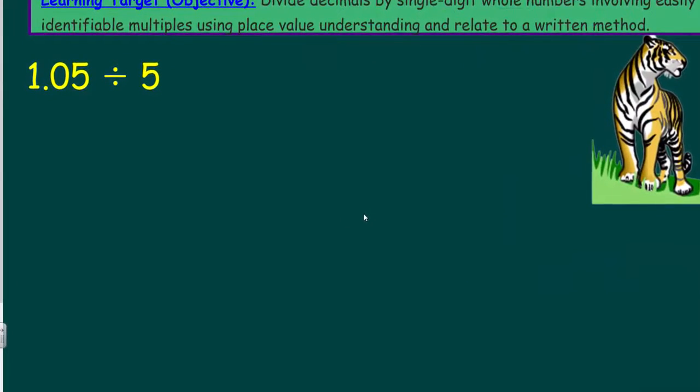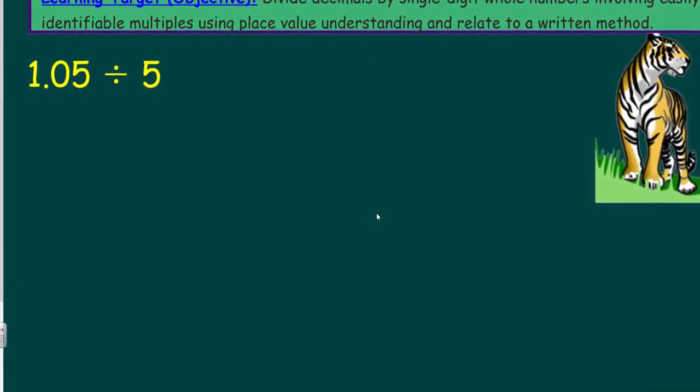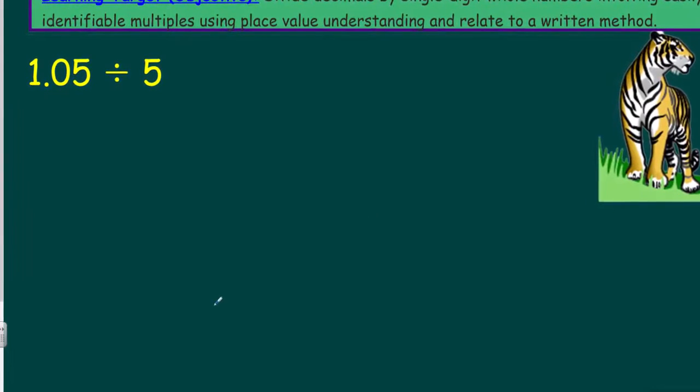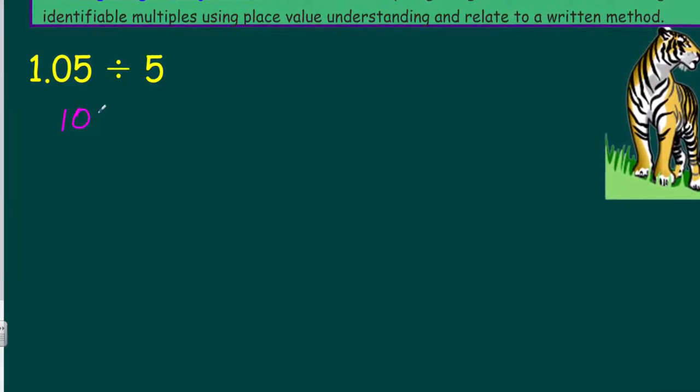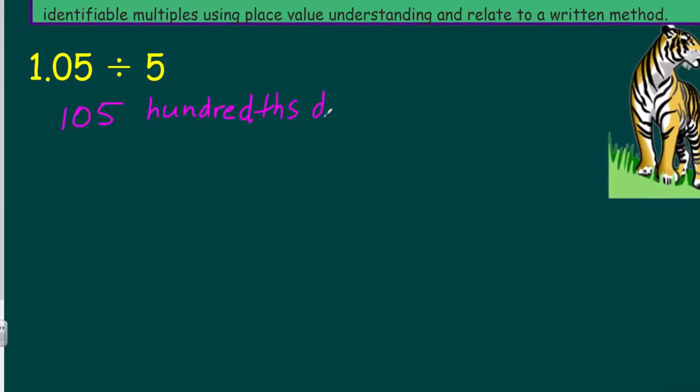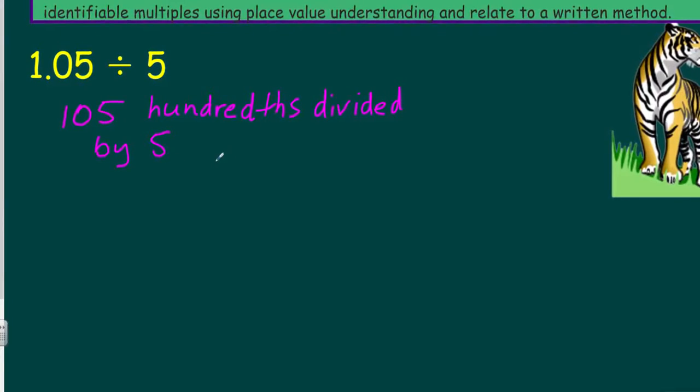All right, now we have 1 and 5 hundredths divided by 5. Again, I'm going to read this expression in unit form. That means I have 105 hundredths divided by, you guessed it, 5.